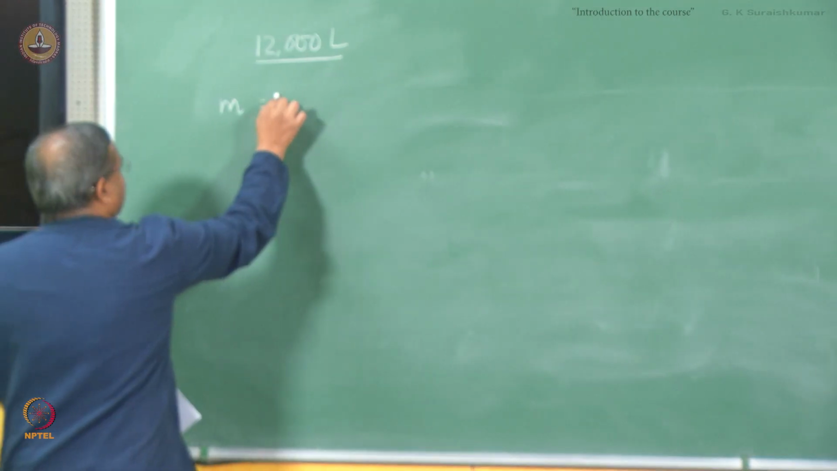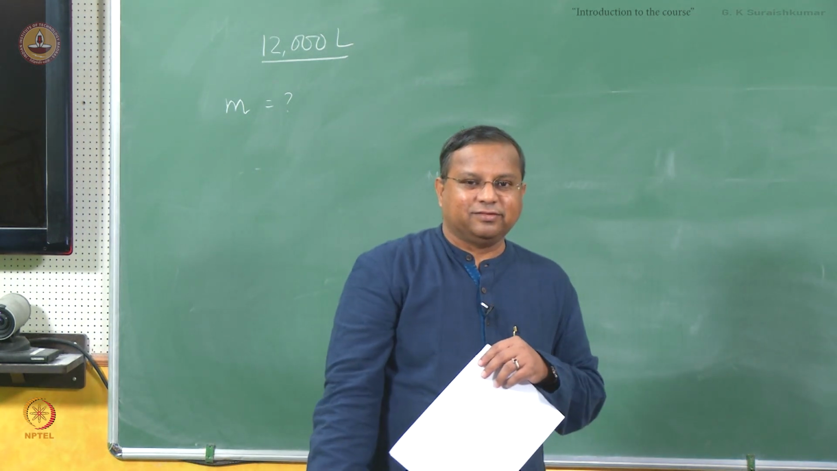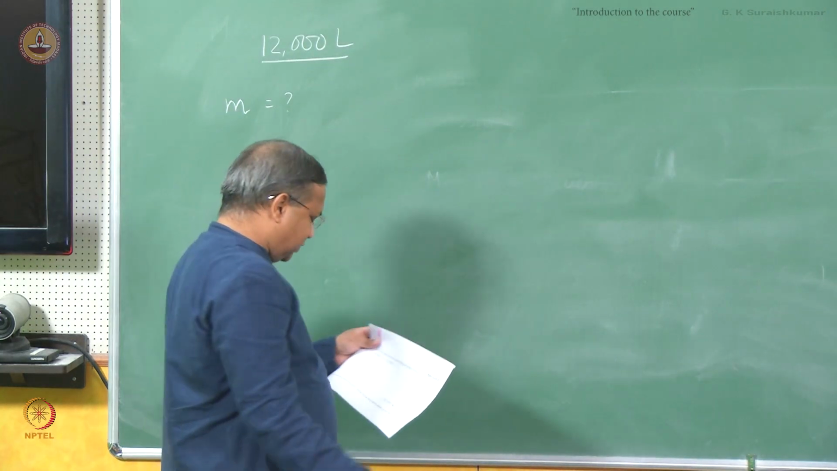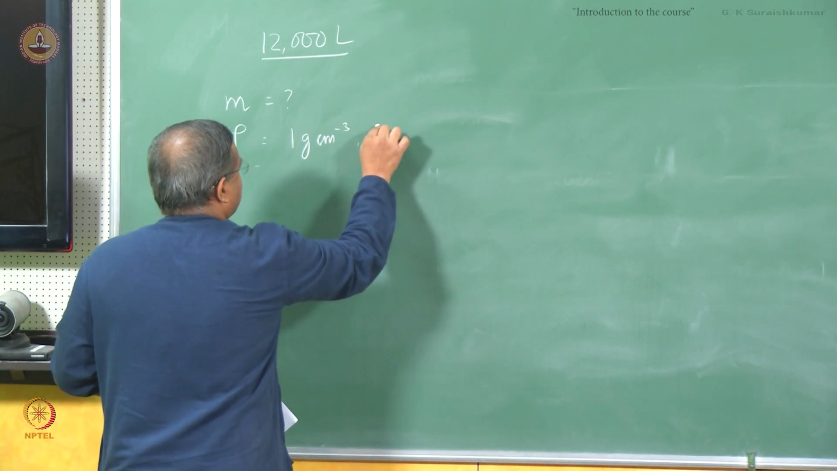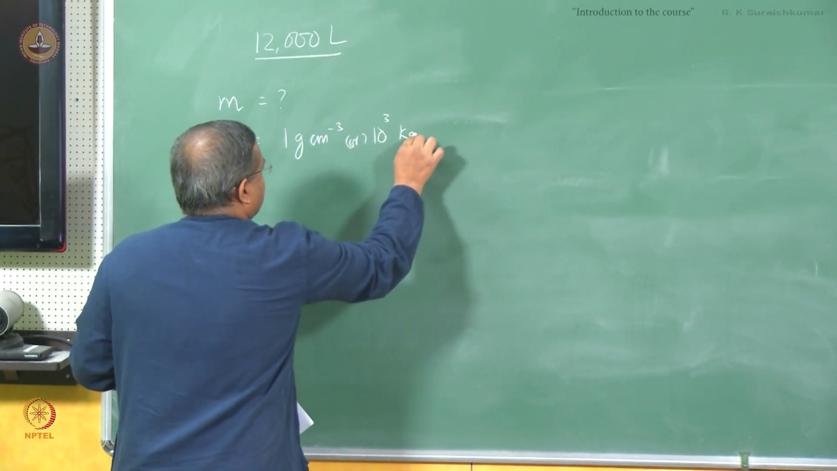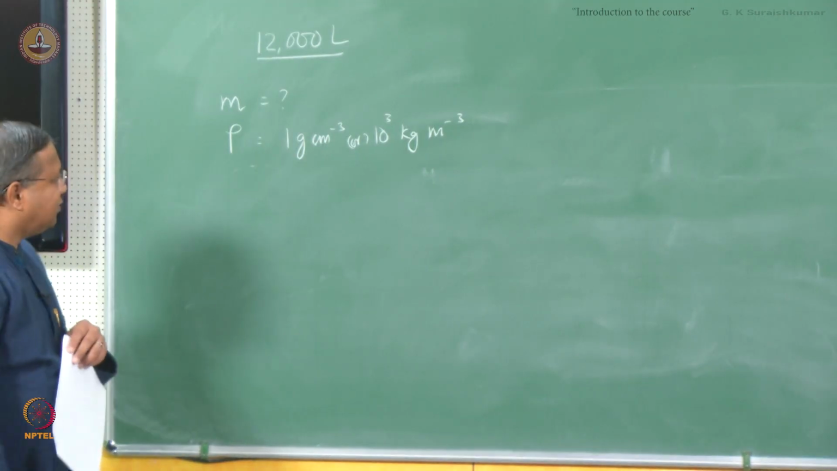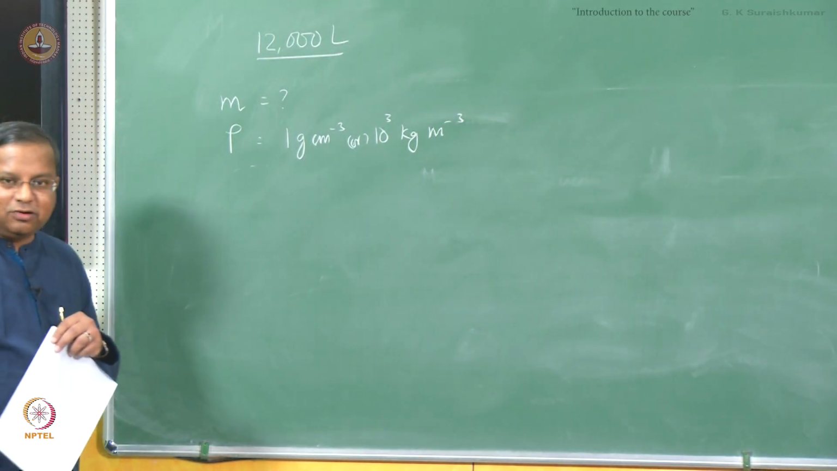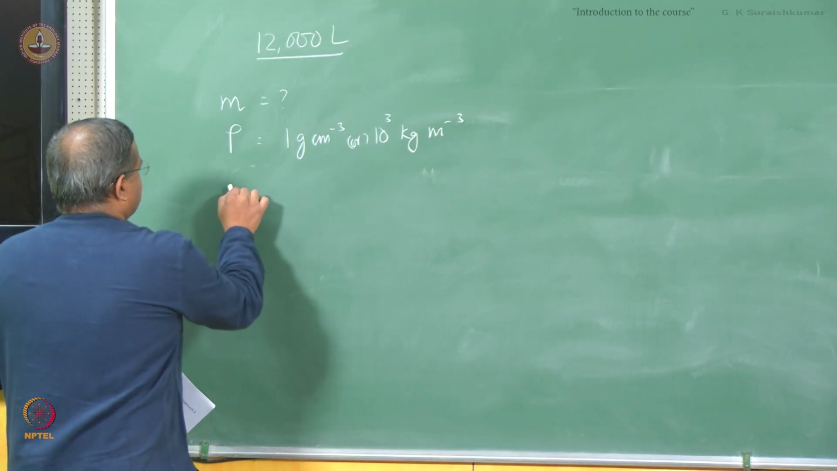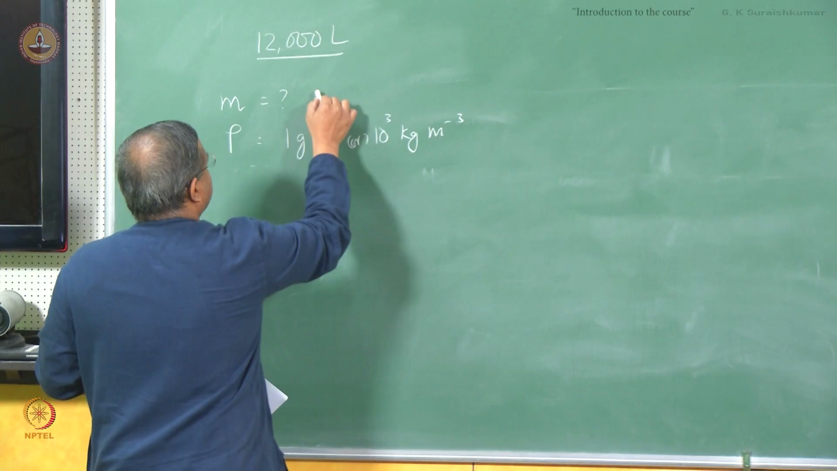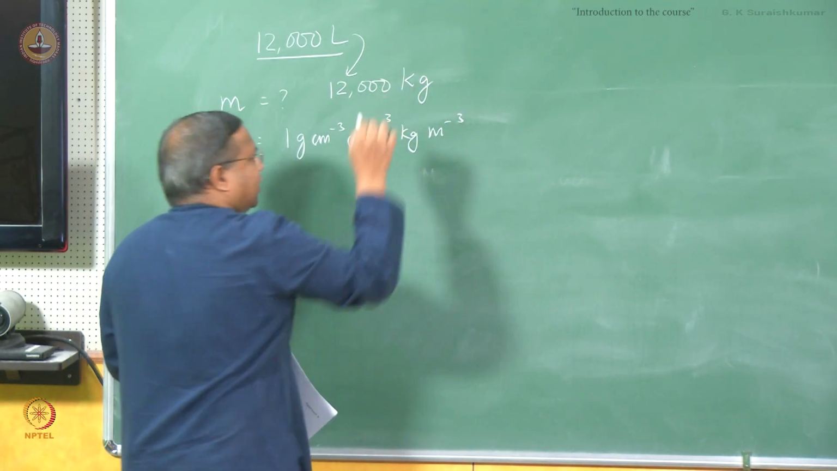Can somebody tell me what the mass of water in the tank would be when it is full? Yes, you need the density of water. The density of water happens to be 1 gram per centimeter cubed, or 10 power 3 kilogram per meter cubed, and therefore we are looking at 12,000 liters. I would like you to work this out. I am not going to tell you how I got this. Work it out. If you have any difficulty in working it out, please get back to me. So, the mass, because of the density being 1 gram per centimeter cubed, of 12,000 liters of water is going to be 12,000 kilogram.